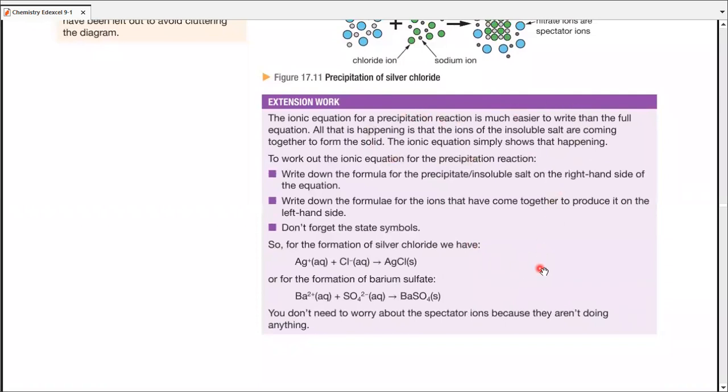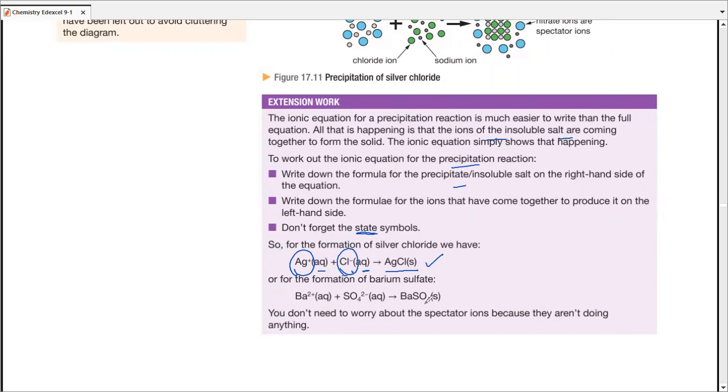How would you write the ionic equation for a precipitation reaction? Now that's really easy. You only need the ions of your insoluble salt, and you combine them. So take the positive ion of the insoluble salt and the negative ion of the insoluble salt, both in aqueous form, and they react to form the solid, or precipitate. That's how easy it is to write the equation. Remember, do not forget to write the state symbols. It's aqueous and aqueous on your left, and solid on your right. And every time it's going to be the same.